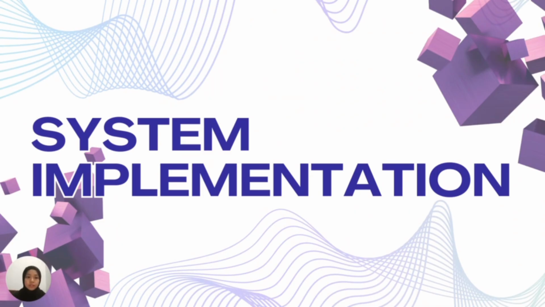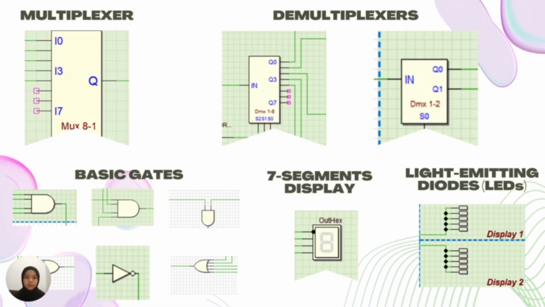Next, I will be presenting on system implementation. For the first one, multiplexer. Multiplexer allows user to select a computer in Lab 1 to transfer data packets to Lab 2, initiating transmission once the clock signal is generated and the computer is powered on. And the second one is demultiplexer.